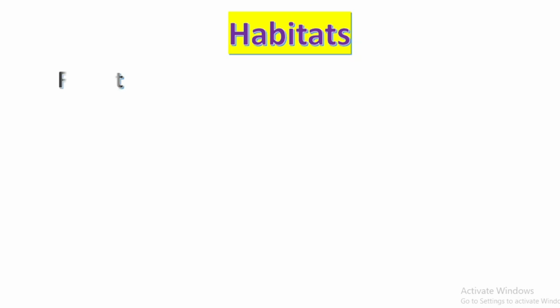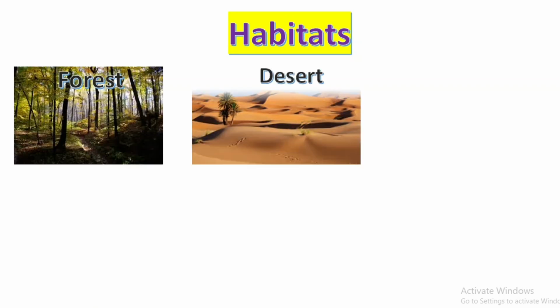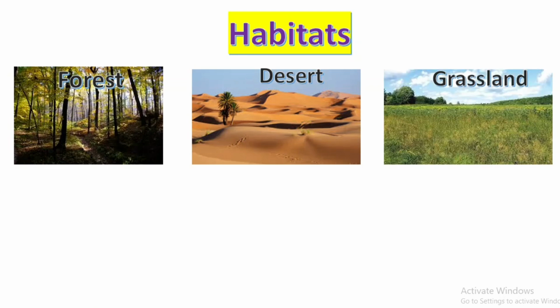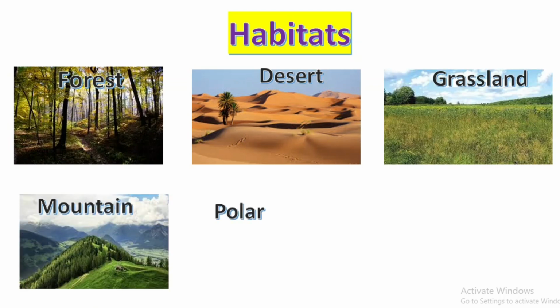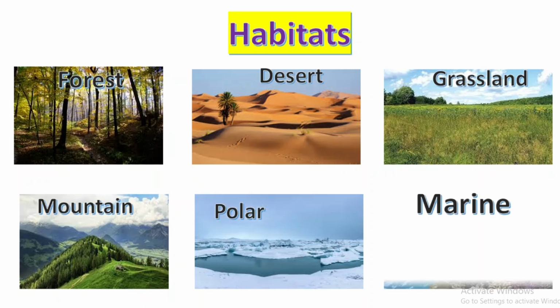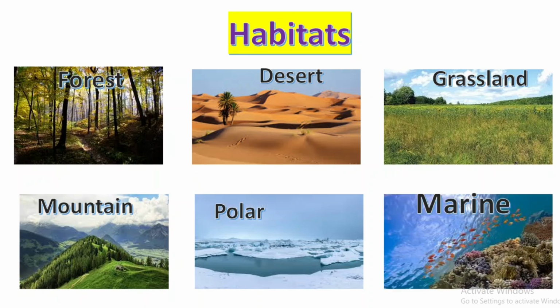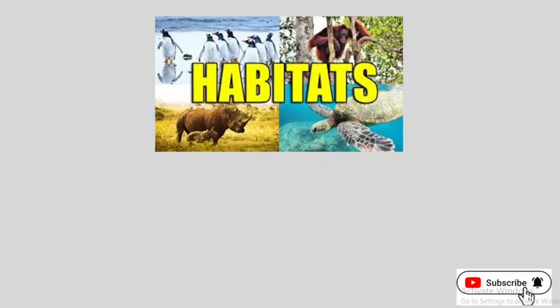Today's lesson is about habitats. There are many different habitats. The first ones are forest, desert, grassland, mountain, polar regions, and marine.